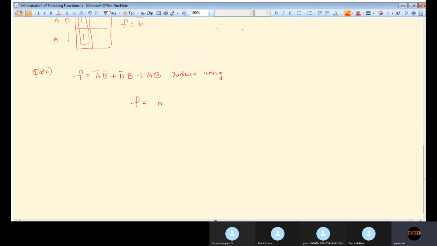F is equal to m0 plus m1 plus m3, which is equal to sigma m(0, 1, 3). Here in the question itself you have half the answer. So the function is A bar B bar plus A bar B plus AB. Normally you will take the truth table, so A, B and this is the function. When you are implementing this function, here all are 0.